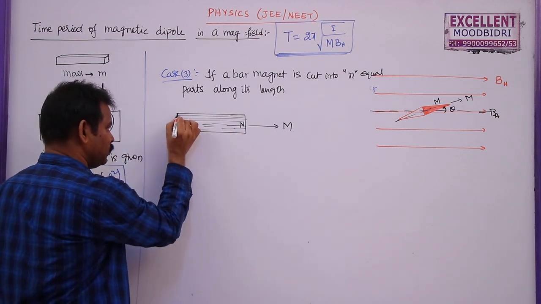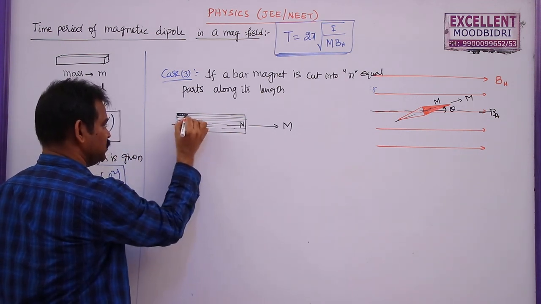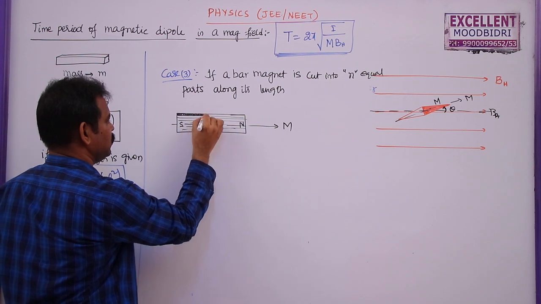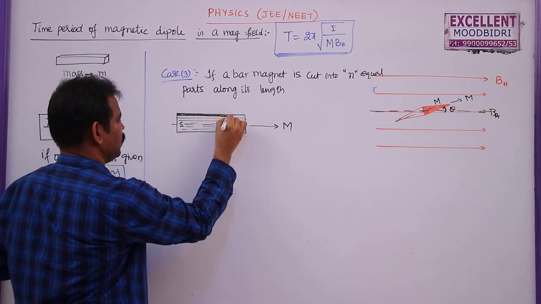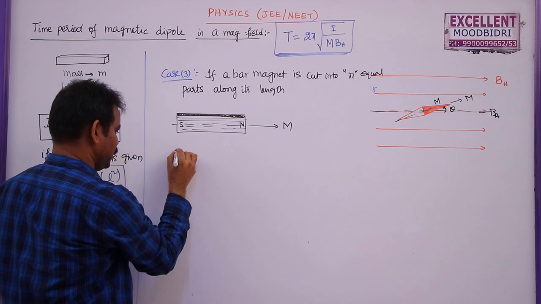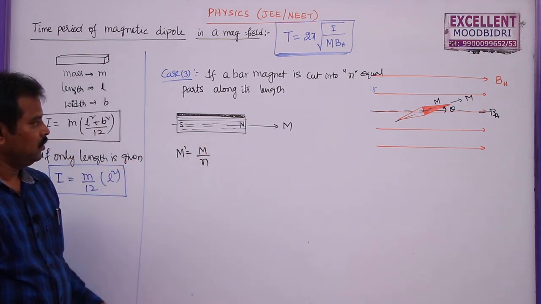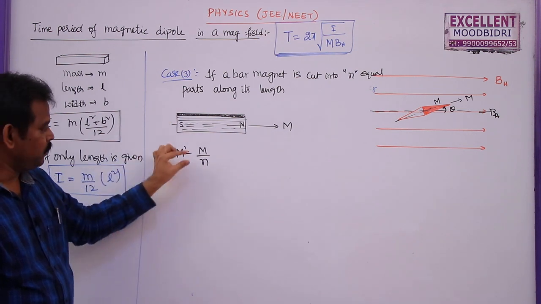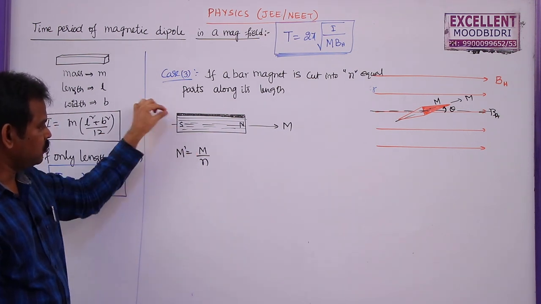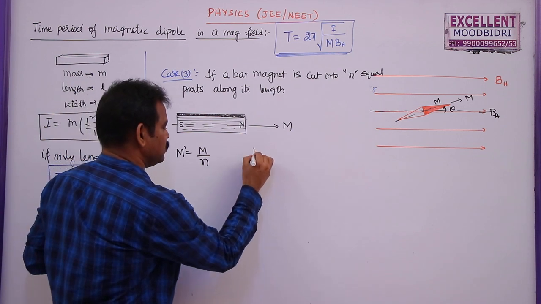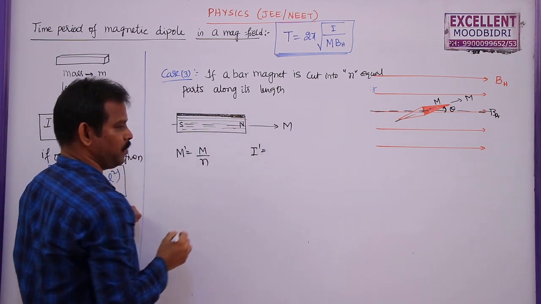So what is the magnetic moment of each piece here? Each piece behaves as a bar magnet, and the magnetic moment of each piece is given by m dash is equal to m by n. Why? Because the width is reduced by n times, so the magnetic moment is also reduced by n times, and the pole strength is also reduced by n times. Now, what is the new moment of inertia of this bar magnet?